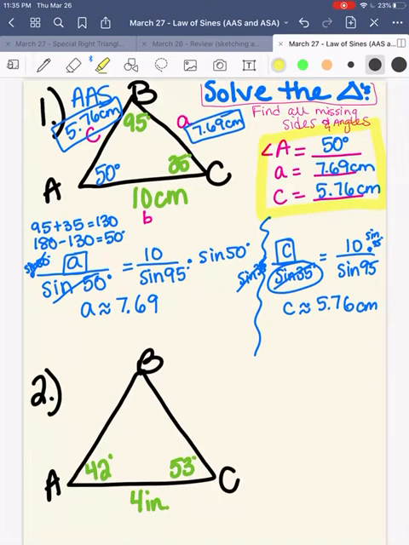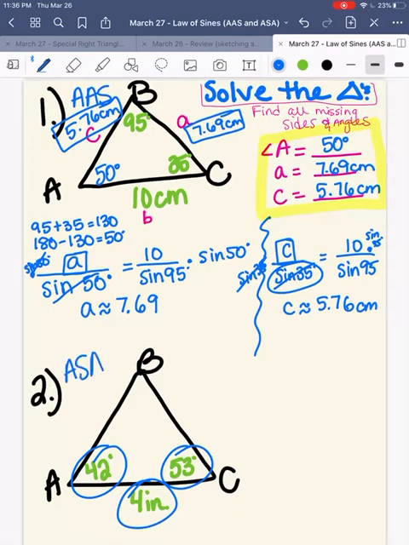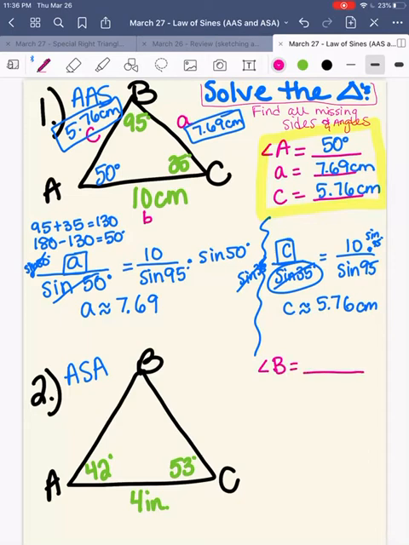Let's do another one. So this time I'm giving you an angle and a side, but this time it's not AAS, it's ASA, because the side, this side 4, is between these two angles, okay? Now, the only reason I say that is because I want you to understand that ASA and AAS are worked exactly the same way. All right, so the first thing I'm going to do is I'm going to write down what I'm looking for so I don't forget anything. So I'm going to be looking for angle B, I'm going to be looking for side A, and I'm going to be looking for side C.